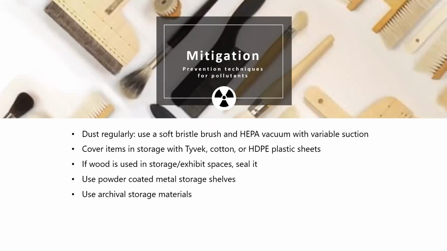If you're using wood in your storage or exhibit spaces, make sure to seal it so those acids don't leak out. If you can choose what kind of shelving you have, powder-coated metal is the best. And another way to prevent acidity from interacting with your objects is using archival storage materials, which I'll touch on later. I'm not just going to tell you that and not explain that.